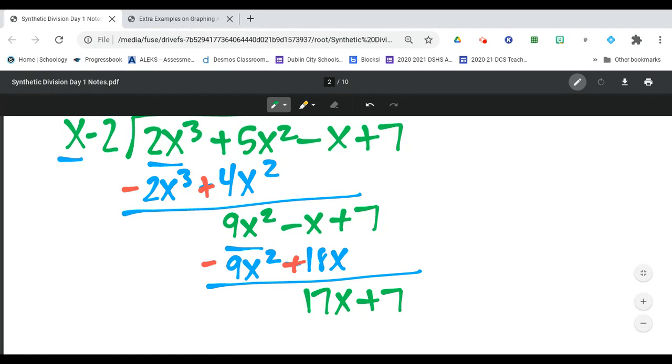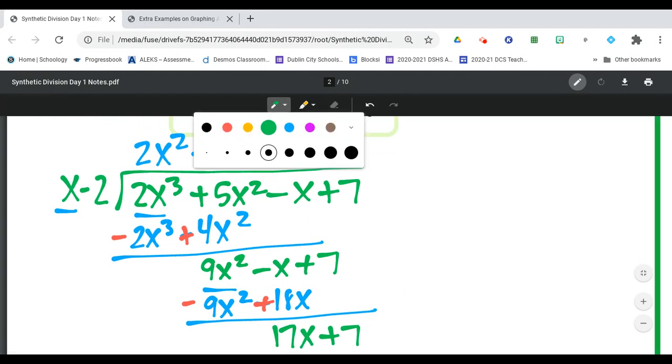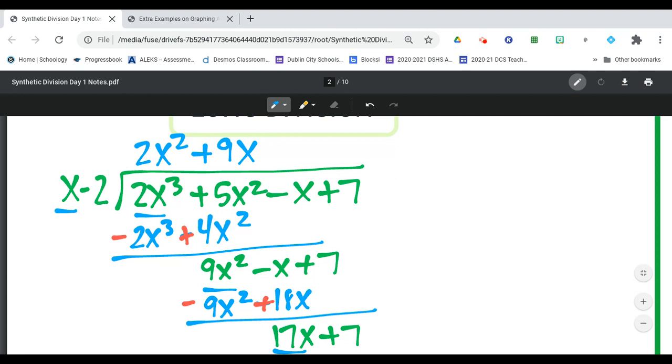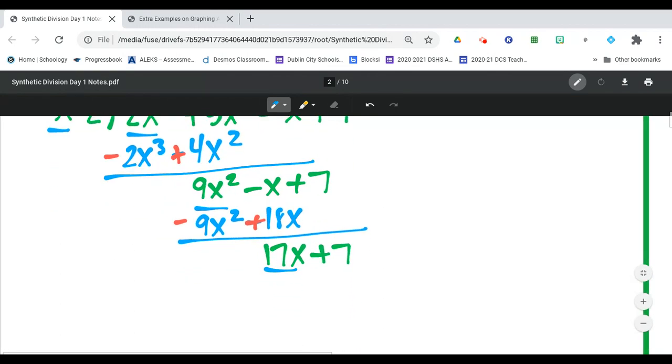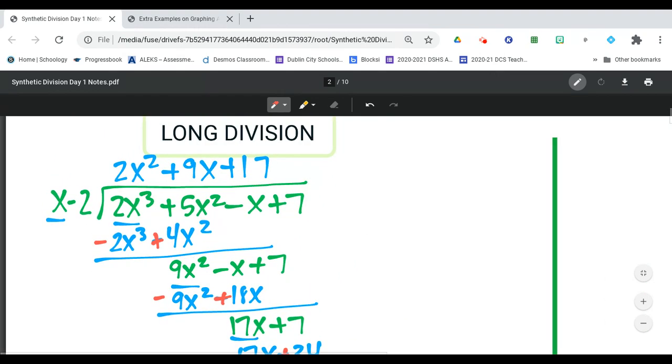And then last thing, I see what I have to multiply x by to get 17x here, which would be 17. Then I multiply both terms by 17, giving me 17x minus 34. Change my signs. And then I add my like terms, giving me 41. And 41 would represent my remainder. Okay, so I would write my answer as 2x squared plus 9x plus 17, and then plus my remainder.